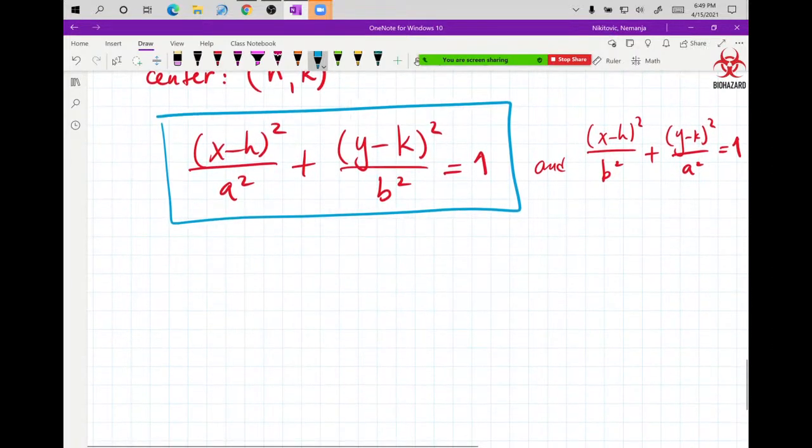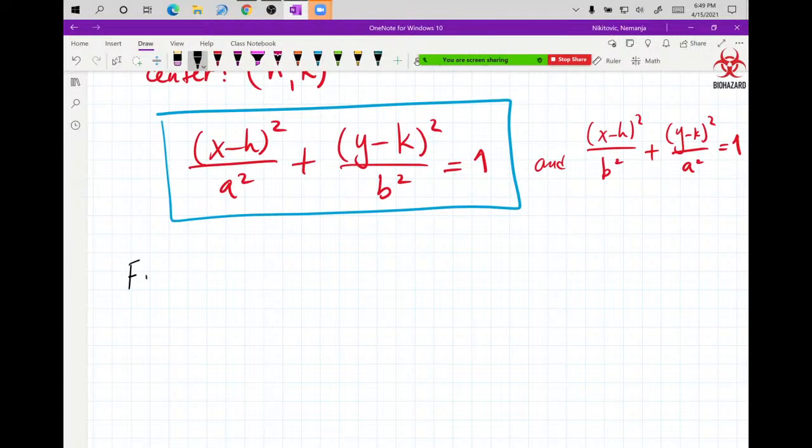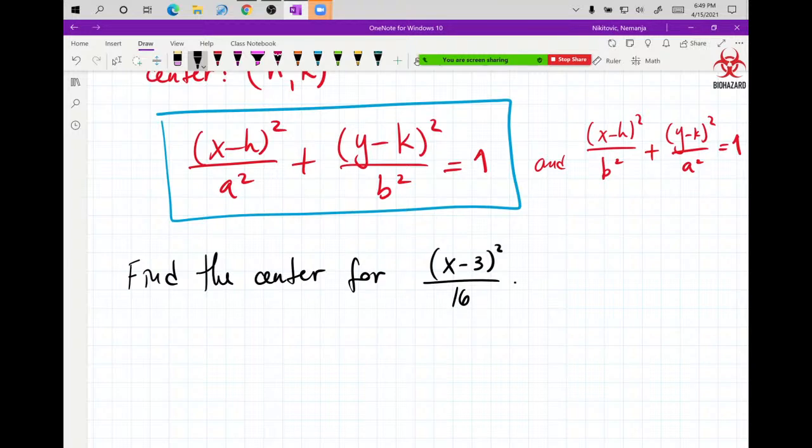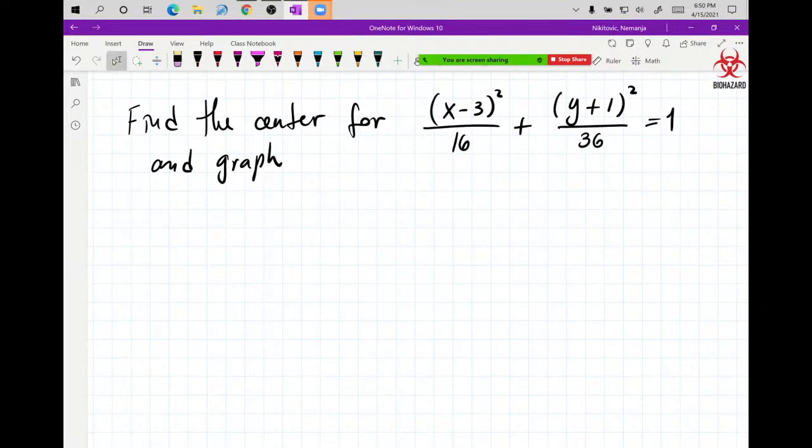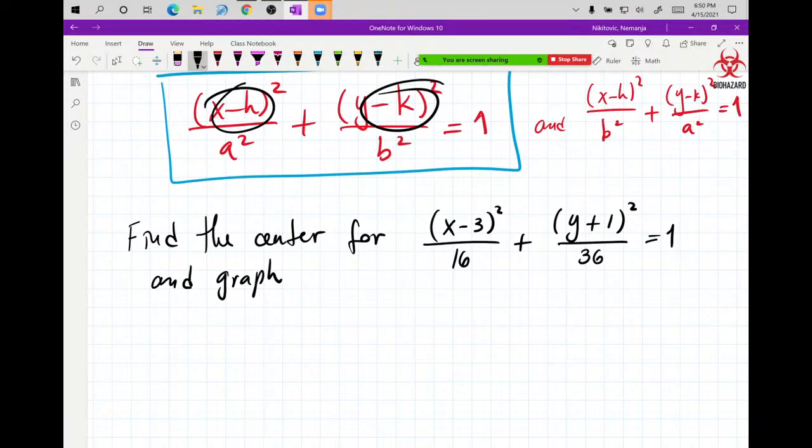So find the center for x minus 3 squared over 16 plus y plus 1 squared over 36 equals 1. So find the center. How about we also graph? Because we can. Well, h and k are in the formula. So we just need to read h and k, and that's your center.